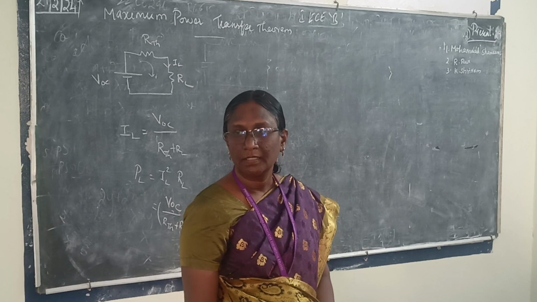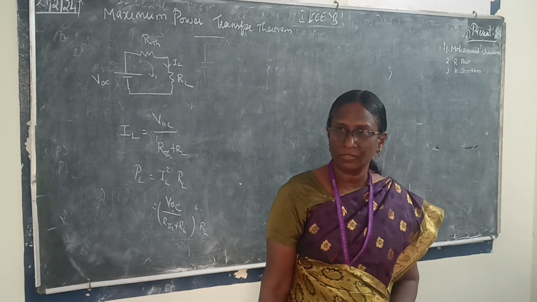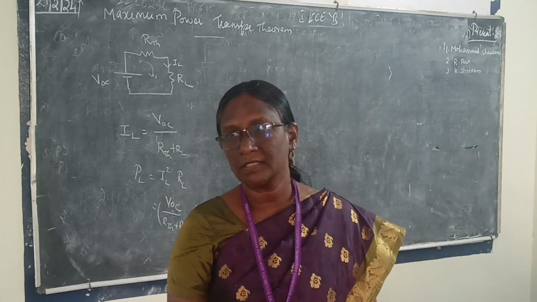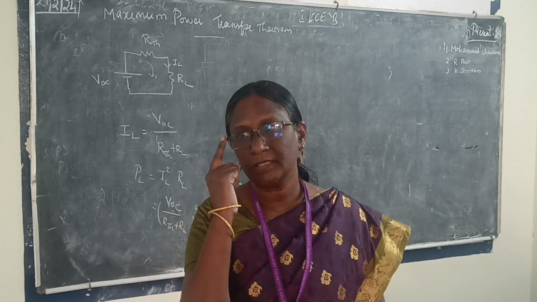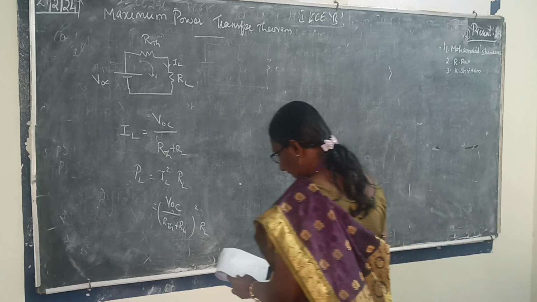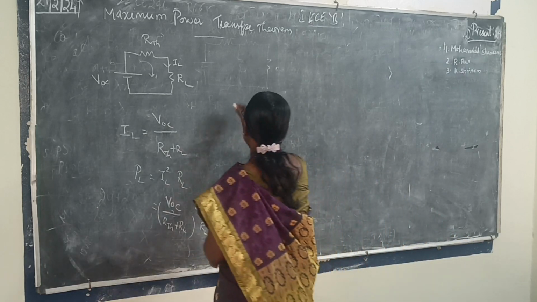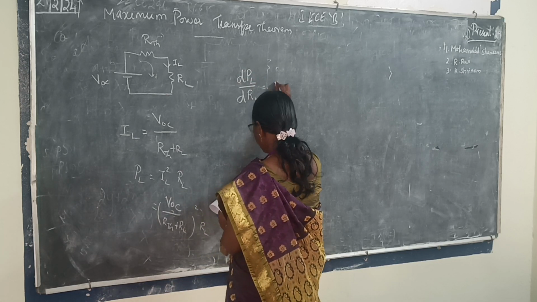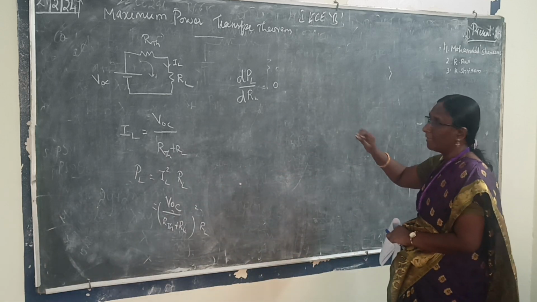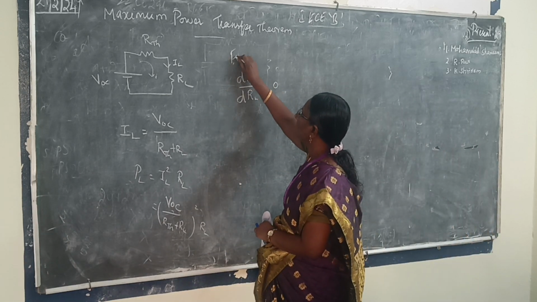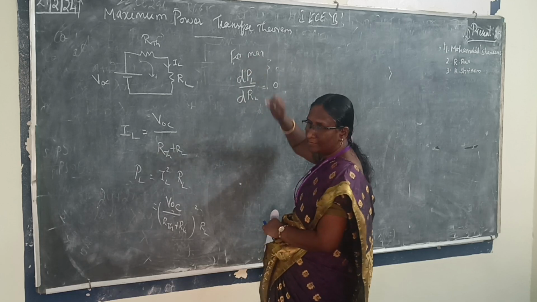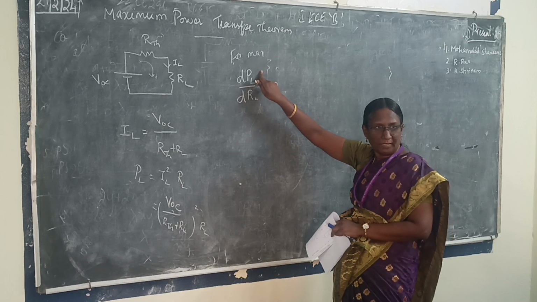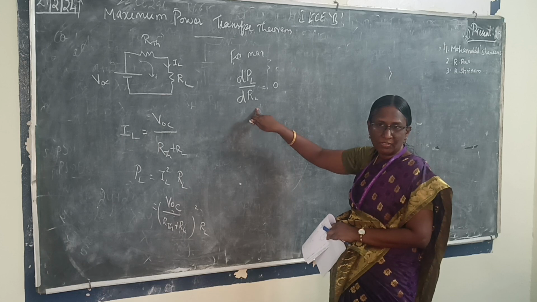Differentiate and equate to 0. In any equation, to find the maximum value, we differentiate that equation and equate to 0, then we get the maximum value. Here you are going to differentiate PL with respect to RL. dPL by dRL is equal to 0 for maximum. What does it mean? The change in load power with respect to change in resistance.